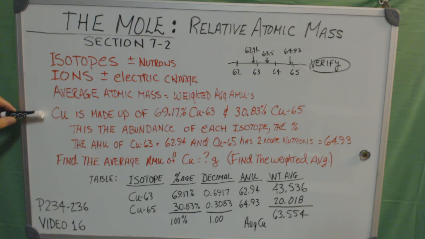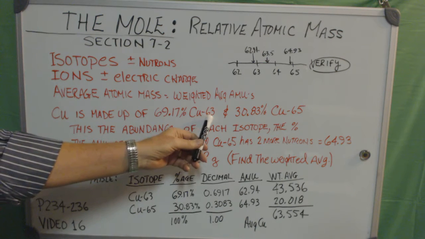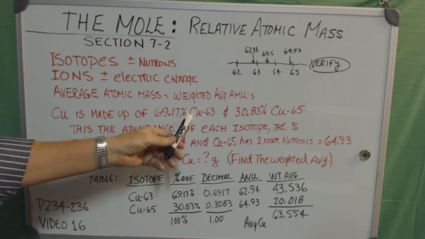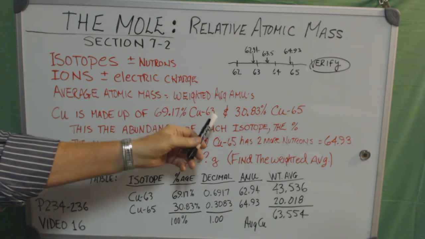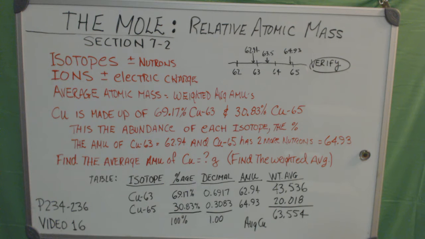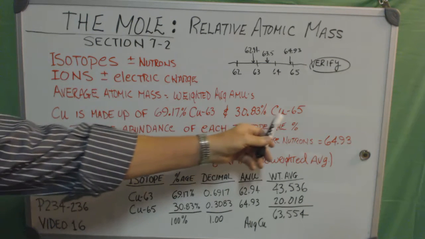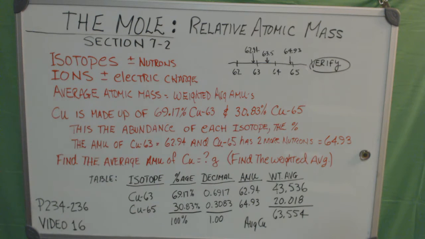like this, we're going to study copper, and somebody did a study and found that copper is made up of two isotopes. Isotope Cu-63, and almost 70% of the copper is made up of Cu-63, and 30% of the copper is made up of Cu-65. You can see Cu-65 has two more neutrons in it.